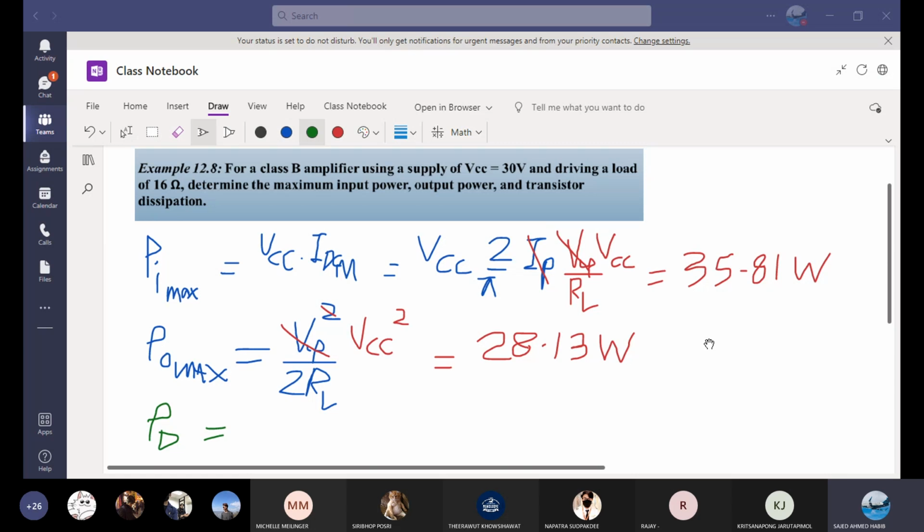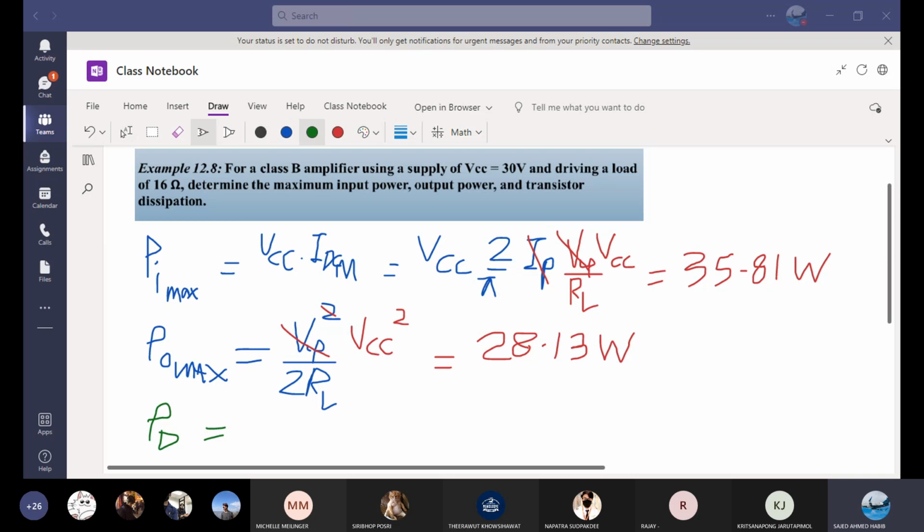There's actually a formula for this. Maximum P2Q, because there are two transistors, not one. In a Class B amplifier, there are two. There's a maximum P2Q formula which is not on the slide. Let me write it for you. It is 2 VCC squared over pi squared RL.